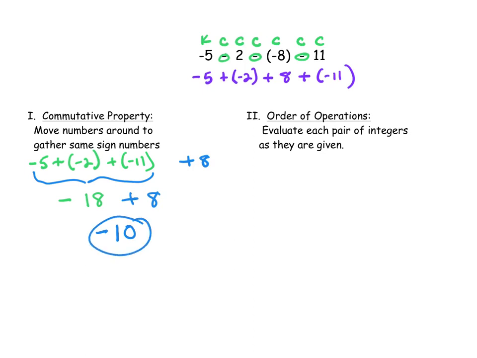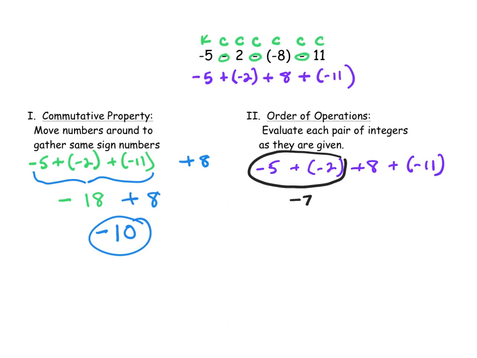So let's see what the same problem looks like if we do it using order of operations. I'm going to write the problem exactly as I see it after I've changed it. And I'm going to then do two numbers at a time. Order of operations says start from left to right. And since everything's adding, I'm just going to keep moving left to right, left to right, left to right. -5 plus -2 is -7. I'm going to drop down the numbers I didn't use. So I didn't use this +8, and I didn't use this plus -11.